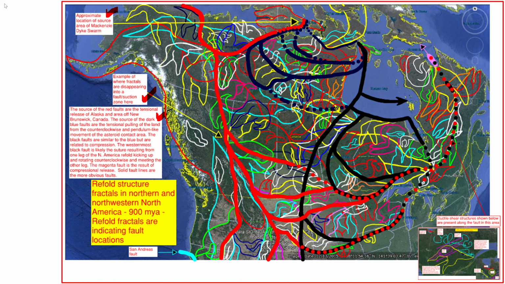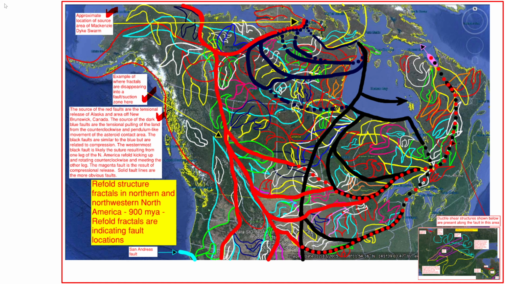Solid fault lines are the more obvious faults. So I put it in dashed where it wasn't quite as clear, but I'm still pretty confident in it. And the overlapping is the solid lines and the dotted lines. You'll see different colors. It just means it likely fed into it and became one fault. So it's basically like a conveyor belt system of faults.